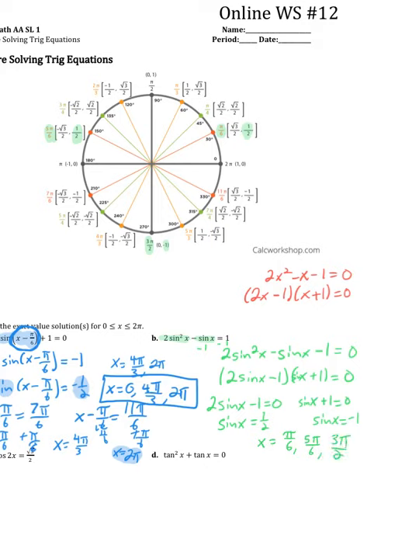And again, just to find those answers, I started at 0 and worked my way around the circle and looked for all the 1/2 values. And then I went again around the circle and looked for the negative 1 values and found all of them. And that's how I arrive at my answers for this particular problem.